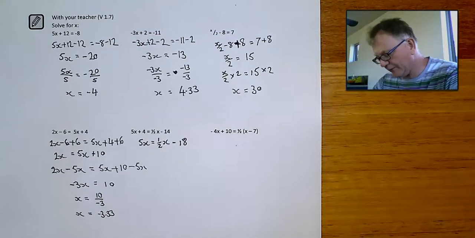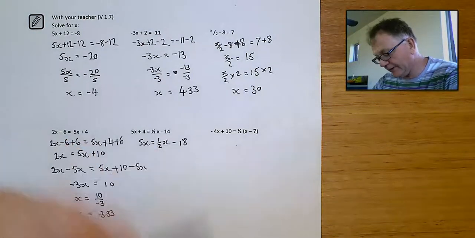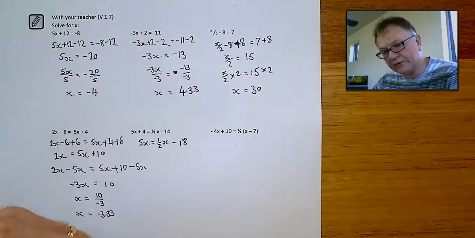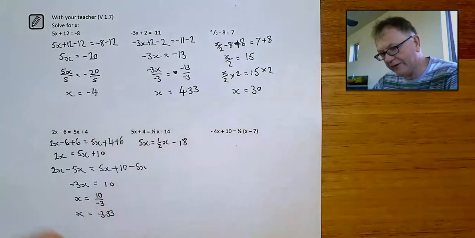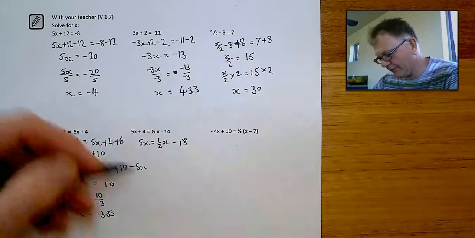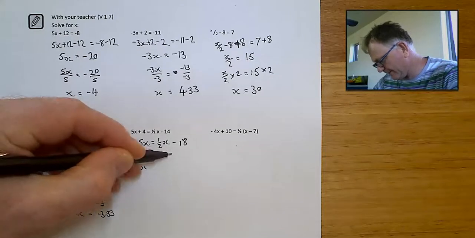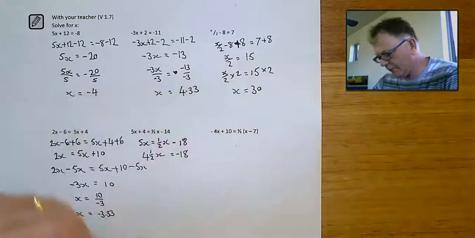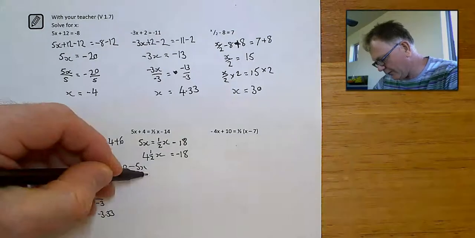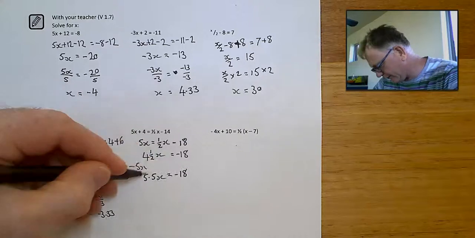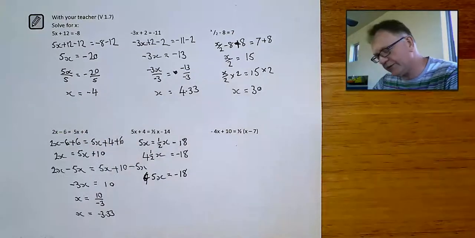The next thing I want to do is get rid of this half x from here, and I could do it by taking it away. If I take away half x from this side of the equation, it's gone, but I've also got to take away half x from this side. And what's 5x take away a half x? Well, that'll leave me with 4.5x. And what I might do here is I write that as 4.5x equals negative 18.